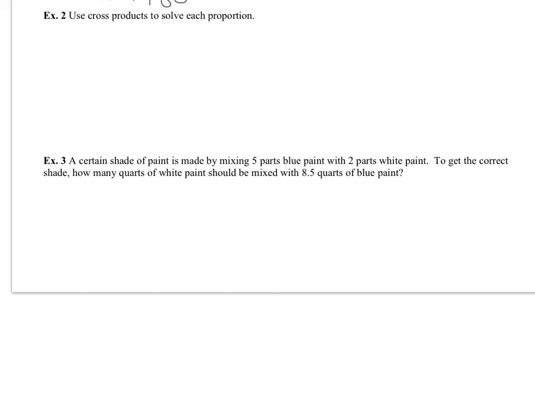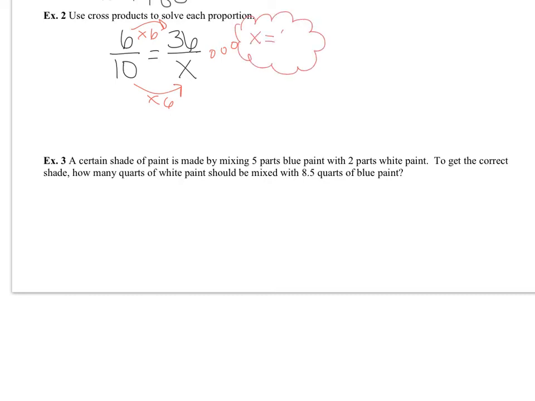This time, we're going to have something like this. It's going to be already set up for us, this proportion here, 36 over x. Now, on this one, we can use mental math because 6 and 36 are compatible numbers. 6 times 6 is 36, so that means I'm going to have to multiply 10 times 6 to get my answer. Just doing mental math here, we should know that x will be equal to 60.